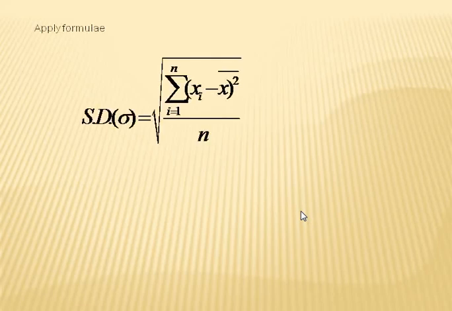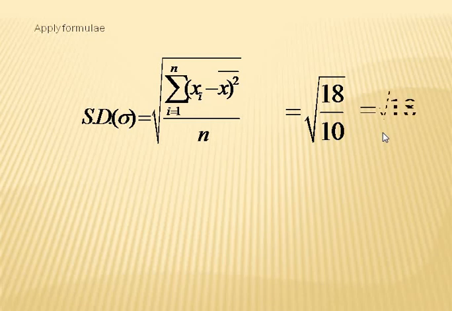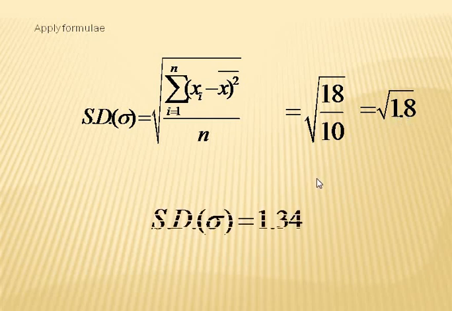Lastly, we apply the formula of the standard deviation and put in the values. The summation of (xi minus x bar) squared from the third column is 18, and the number of observations is 10. So it is the square root of 1.8, and we find the square root of 1.8. The standard deviation sigma is equal to 1.34.